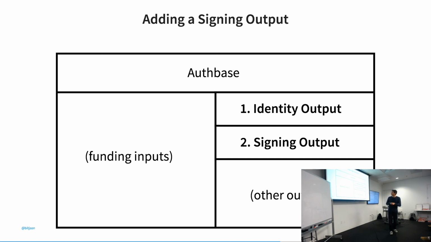Right, so funding inputs, we got an identity output and a signing output. And to your point, to answer your question, would you need to send money there? You do need to send a little bit of money in order for it to be relayed by the network. So in modern day US dollars, you need to send like a penny or something to each of them. No big deal.